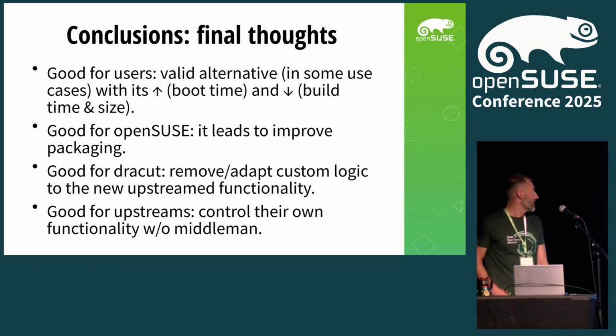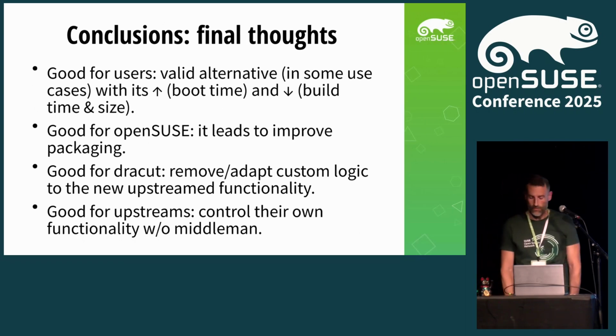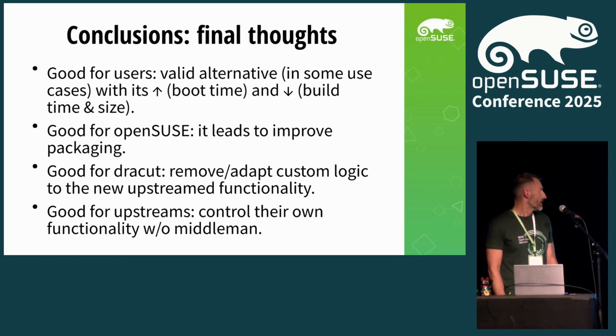So, final, in my view, it's good for users. It's a valid alternative with pros and cons. It's good for openSUSE because it leads to improved packaging. It's good for dracut because we started to remove and adapt custom functionality to the new upstream functionality. And it's good for upstreams because now they can control their functionality without someone in the middle.